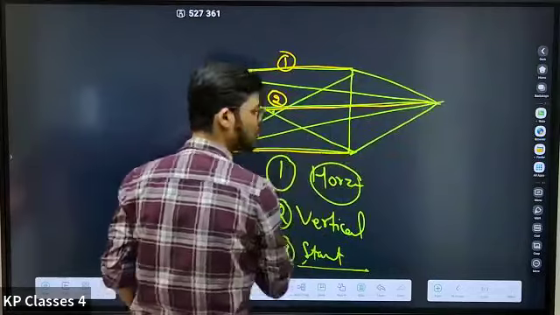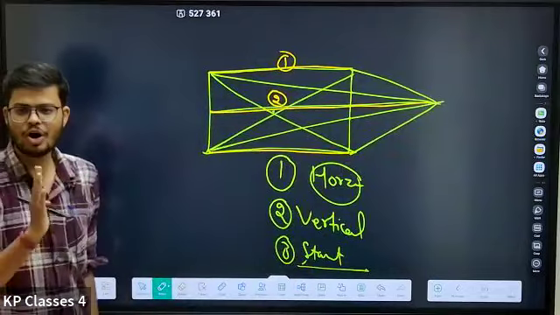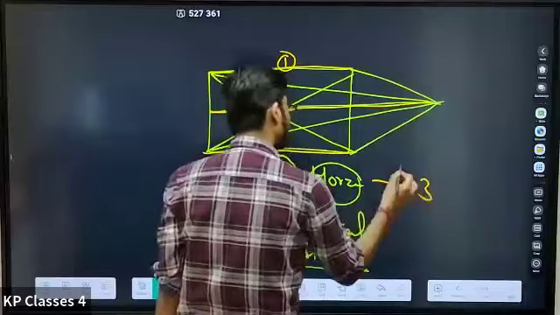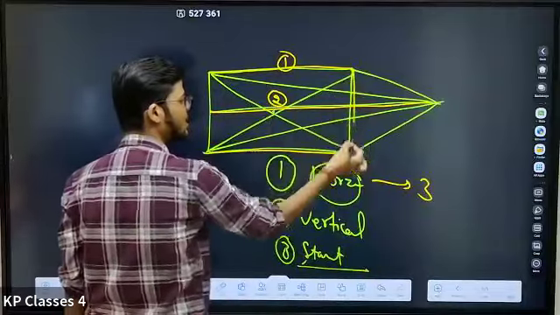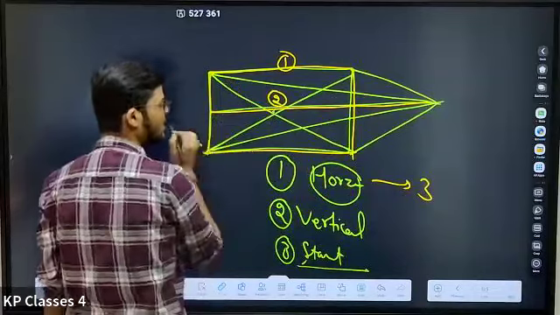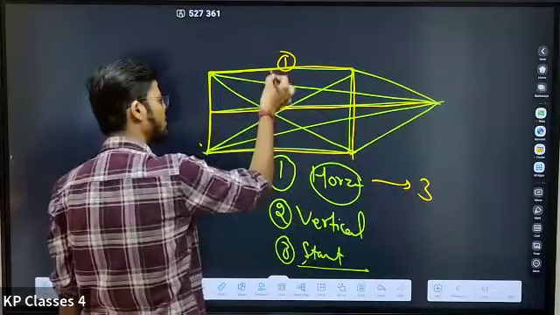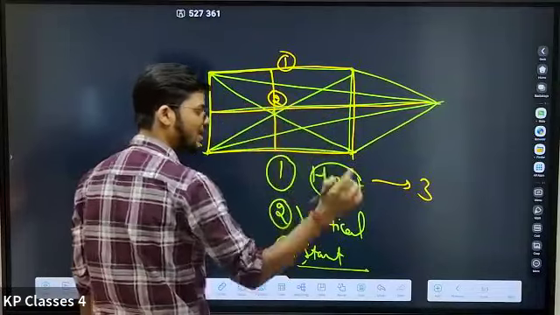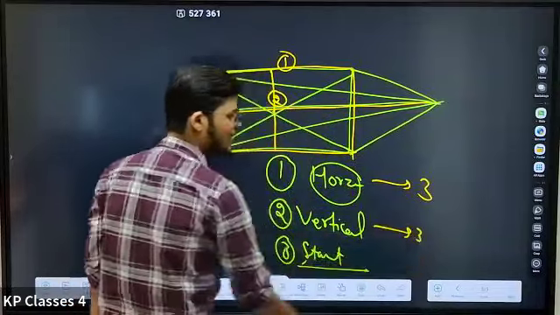Is there any other horizontal line? The answer is no. That means how many horizontal lines are there in this figure? So the answer is 3. How many vertical lines are there? So how many lines are there? 1. This 2 is there. Is there any other line? Now for example, I am drawing one more line. Now 1, 2 and 3. Only 3 vertical lines are there.